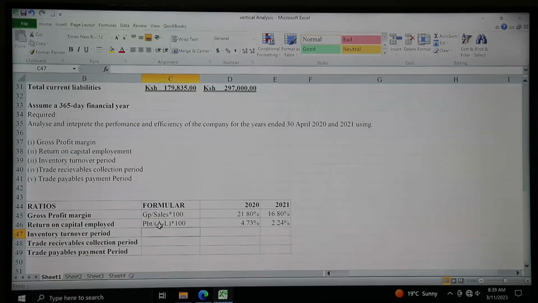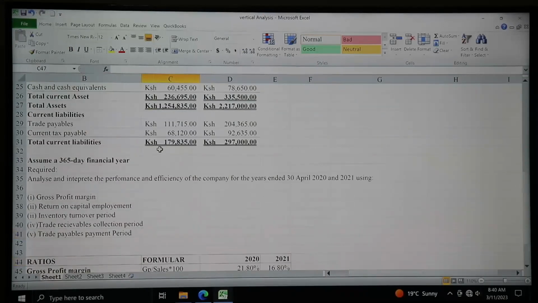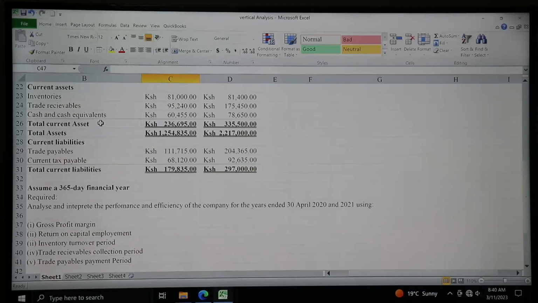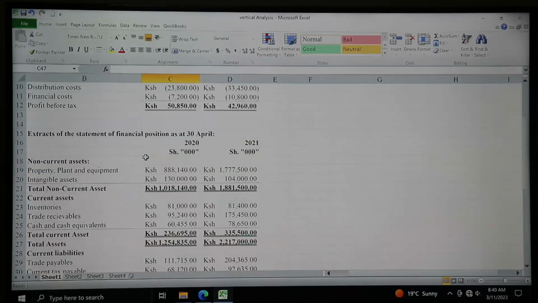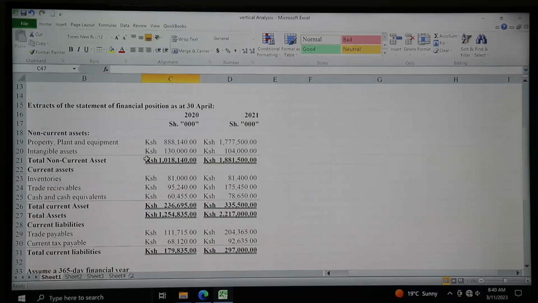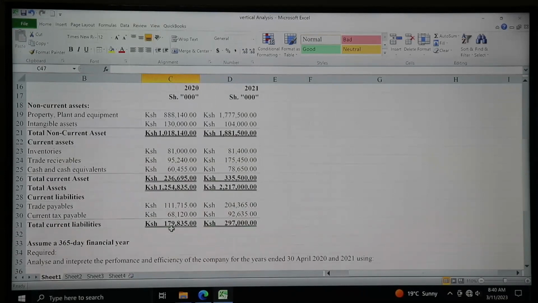So someone was asking about liability, you mean total liabilities? And you see, in our computation, we have only current liabilities. We are not given those long-term loans and such. That way we are using that as our total current liability.